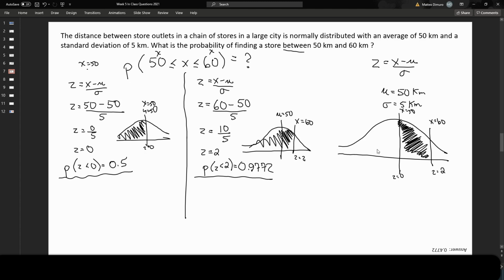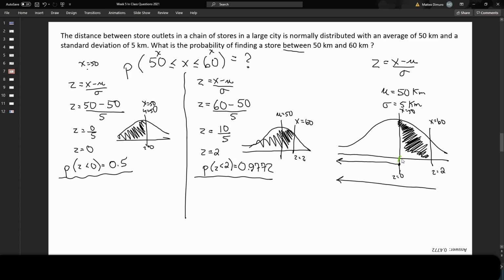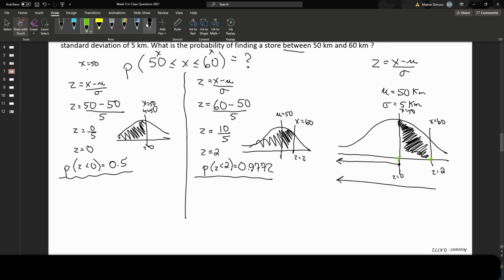Now remember, what have we done? We found how far it is from here to here, and we've also found how far it is from here to here. So if we subtract the small arrow from the big arrow, you'll be left with from here to here, which is the area that you're looking for. So it is important to write that out.